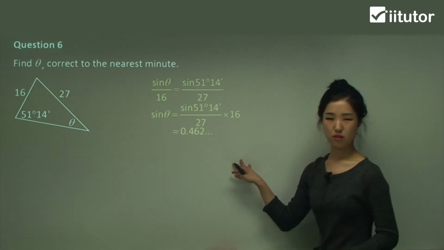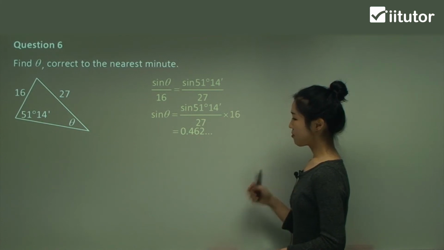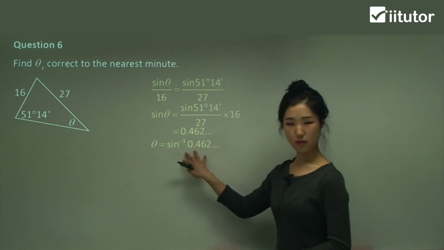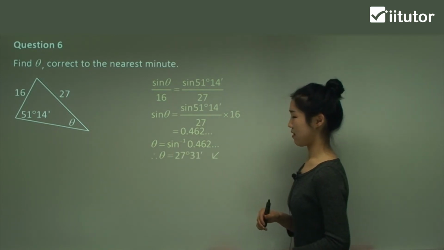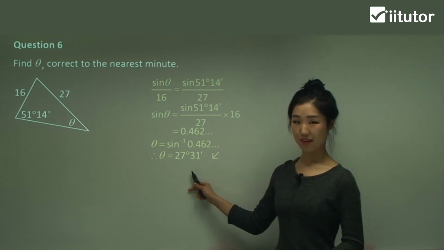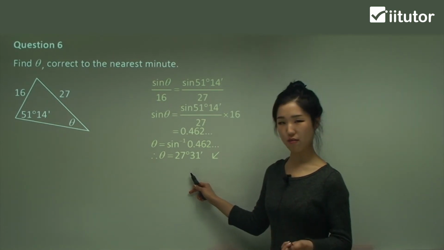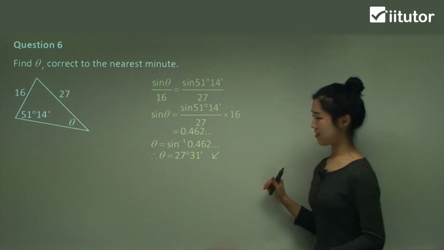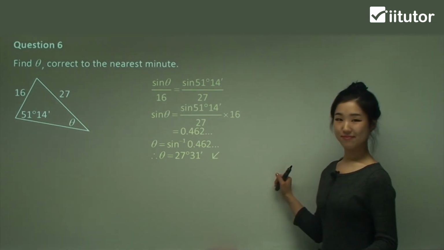I've got 0.462 something. And we need to find theta, so simply press sine inverse of your answer, and just find your answer. It's going to be to the nearest minute, so 27 degrees and 31 minutes. Okay, and make sure you know how to round it to the nearest minute as well. Okay, and that's the answer, so go and check. And let's move on.